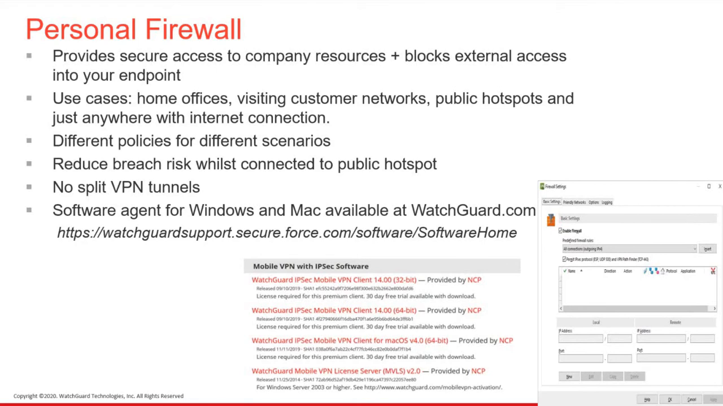Personal firewall will give you protection on your endpoint when you're not in the office. With the VPN from WatchGuard, you can have the VPN client as well as a built-in personal firewall on your endpoint. So that makes it more secure when your employees work at home.